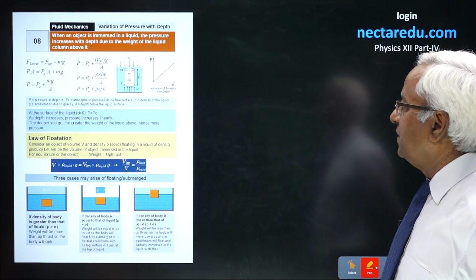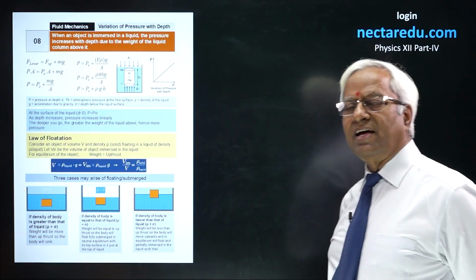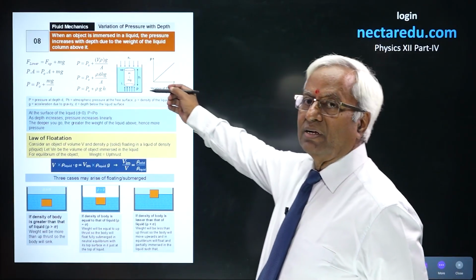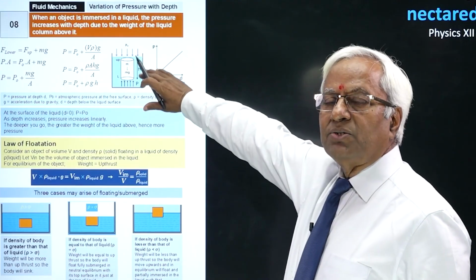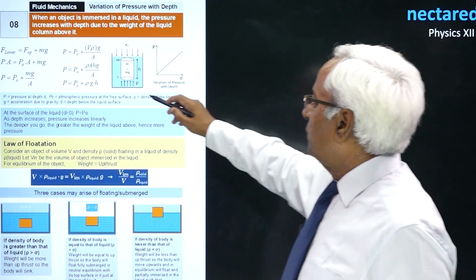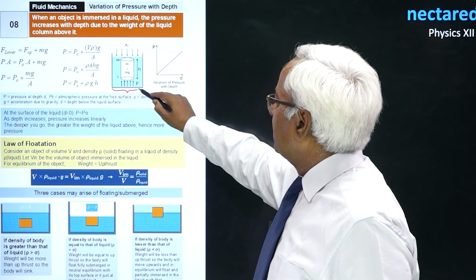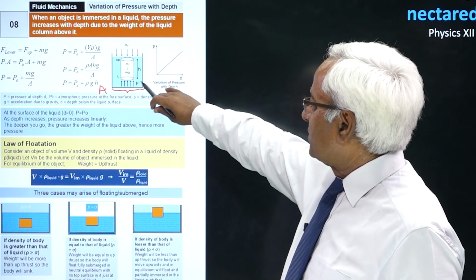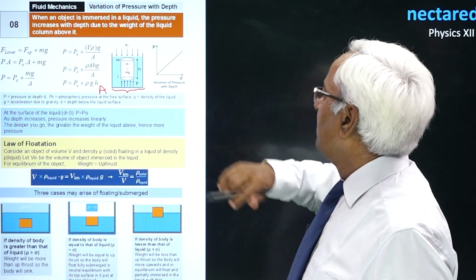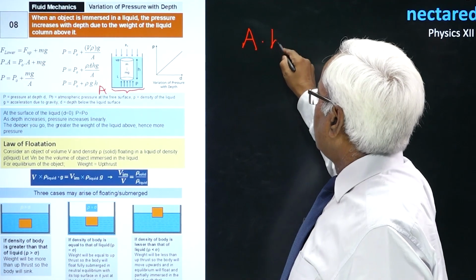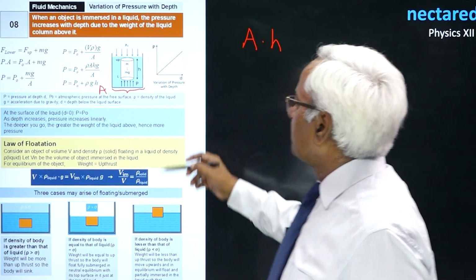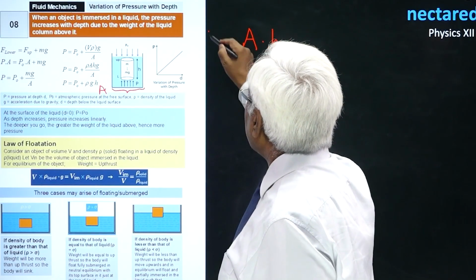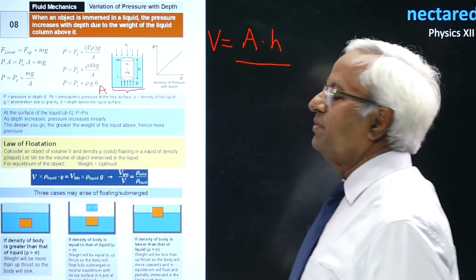Here we are going to study hydrostatic pressure and its variation. We have considered here, you see in the figure, one container partially filled with the liquid. Suppose the cross-sectional area of this container is A. A into H is the column of this particular area that we have considered. Its volume becomes A into H.